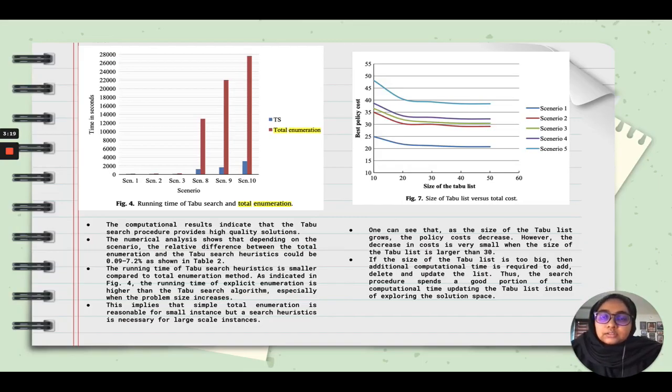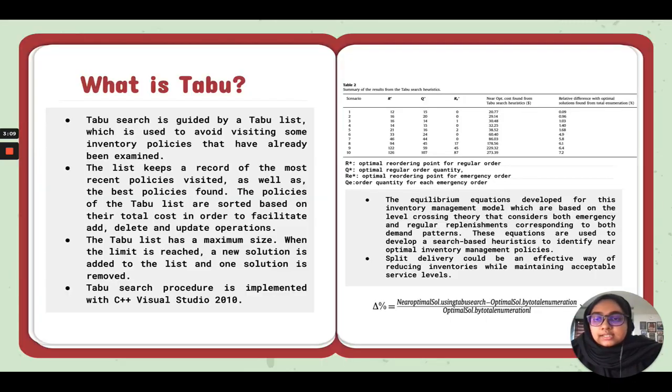Based on the figures found in the journal, we can see that Figure 4 represents the running time of the taboo search and total enumeration. But before that, what is taboo? Taboo search is guided by a taboo list, which is used to avoid visiting some inventory policies that have already been examined. The list keeps a record of the most recent policies visited, as well as the best policies found.